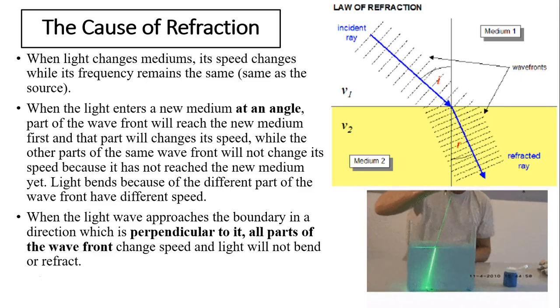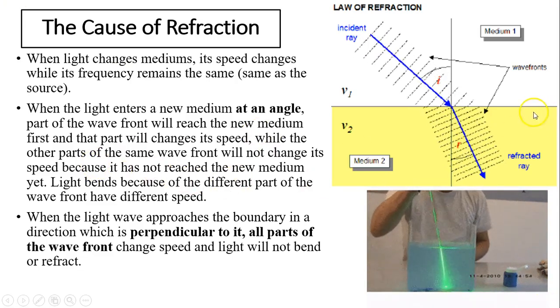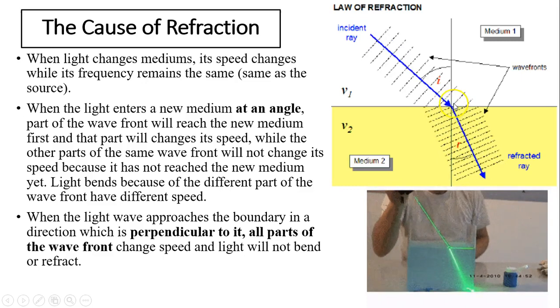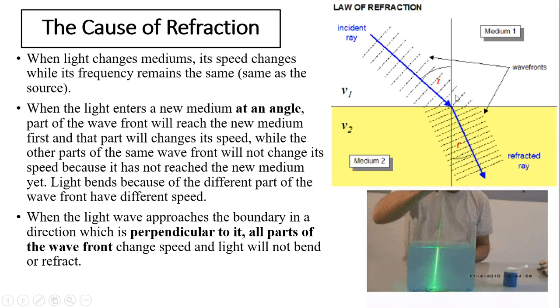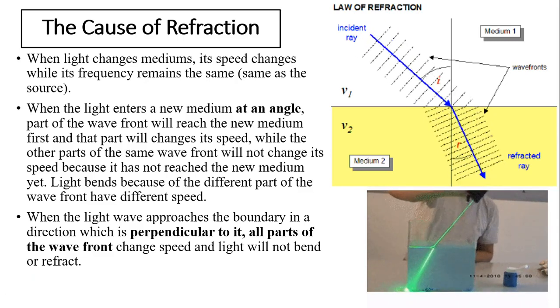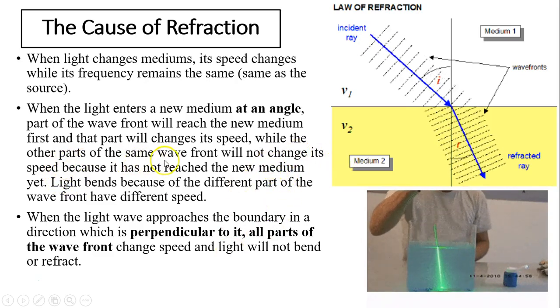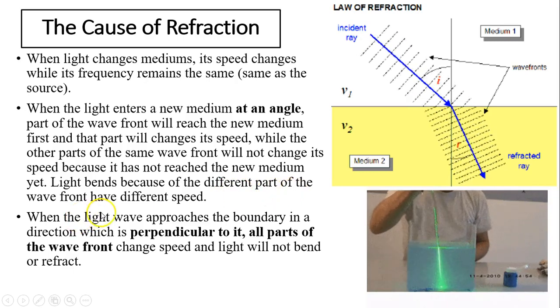Let's see what happens when light enters a new medium at an angle, as in this animation. Part of the wavefront right over here changes speed. In this case, it slows down. The other part, since it has not yet changed medium, is still going at the same speed. This is why light bends: different parts of the wavefront have different speeds.